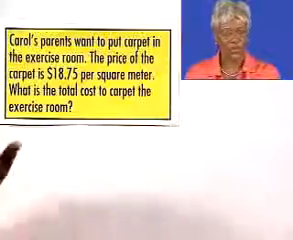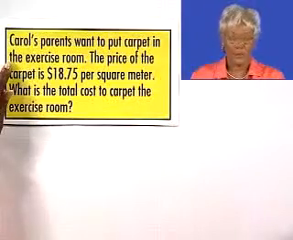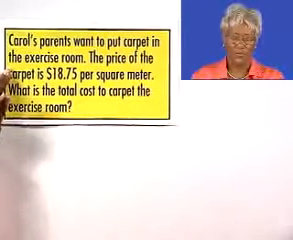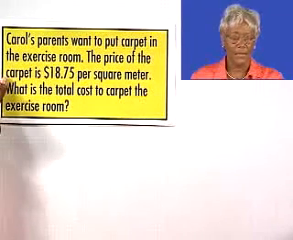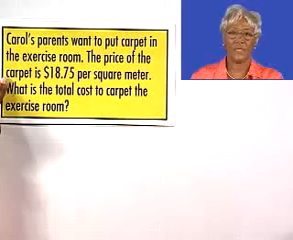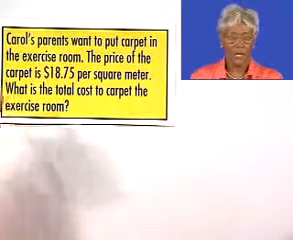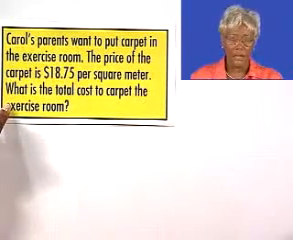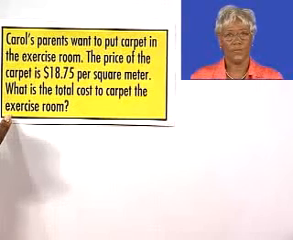Carol's parents, remember, we just worked the problem where we knew the area of the exercise room, we knew the length, and we found the width. Now they're wanting to carpet the exercise room. Let's read the problem. Carol's parents want to carpet the exercise room. The price of the carpet is $18.75 per square meter. What's the total cost to carpet the exercise room?